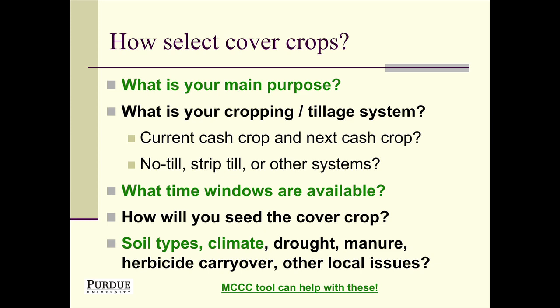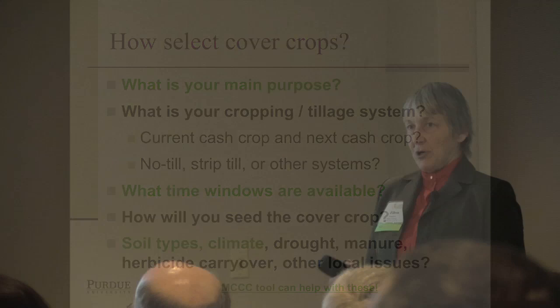What is your current cropping system and your current tillage or no tillage system? Current cash crop, next cash crop, tillage, no tillage. What time windows are available? How are you going to seed the cover crop? And how are you going to terminate the cover crop? And then a whole host of specific things like soil types and climate, manure utilization, and so on. The ones that are highlighted in green there are the Midwest Cover Crops Council, or MCCC selector tool, can help with those, and I'm going to talk about that just a little bit later in the presentation.